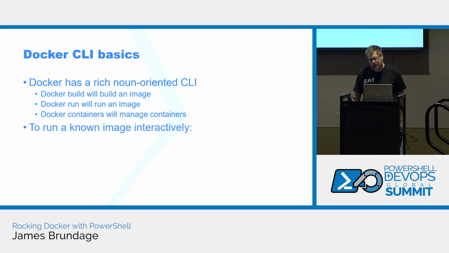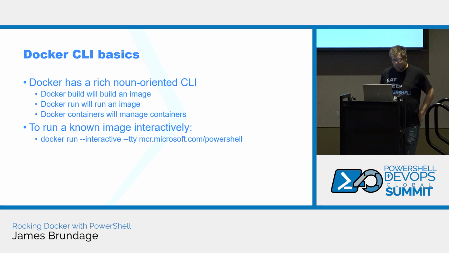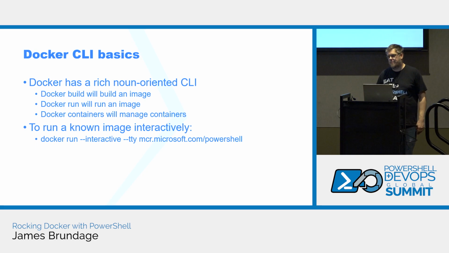To run a known image interactively, I can just use docker run --interactive --tty mcr.microsoft.com/PowerShell, or whatever name of image I'd like. Now, I will note here, you'll often see this in a very abbreviated form, and I've grown to hate that habit of other CLI tools, especially if you have tab completion. It's a lot more helpful to know what the full parameter name is. But if you look at most Docker examples, this will be written as docker run -it or docker run -i -t. But that is really --interactive --tty.